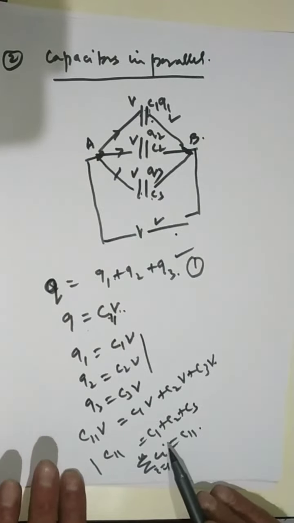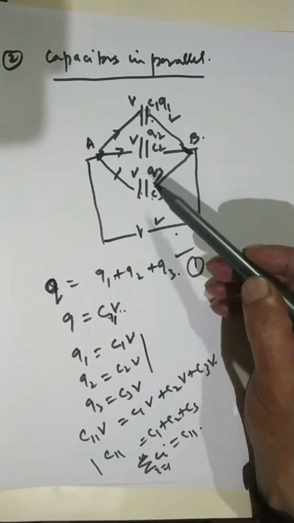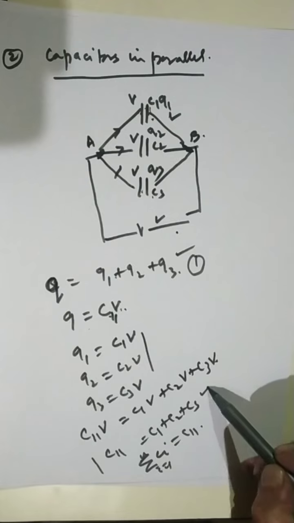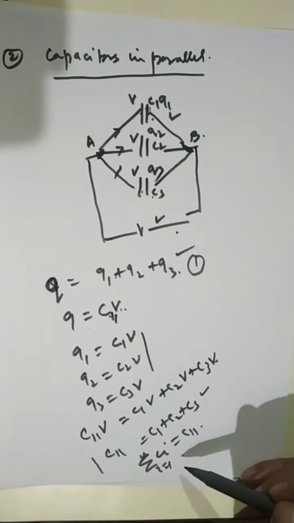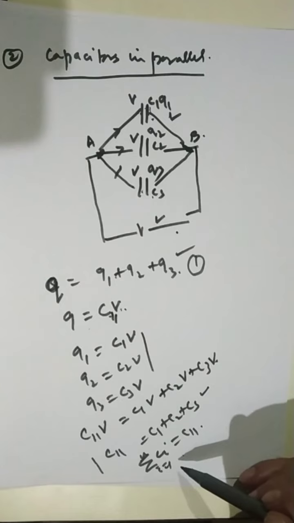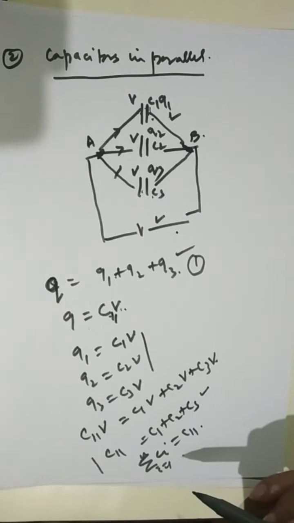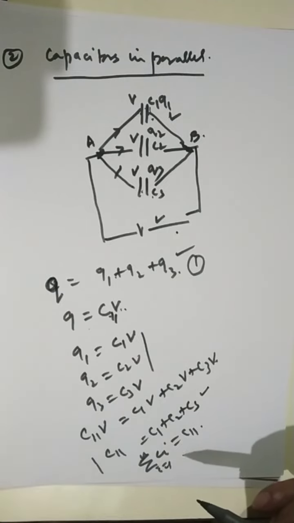So what happens in a parallel combination is that all the capacitances get added. So the total equivalent capacitance is equal to the sum of all the capacitors. So capacitance in parallel gets increased. So when we want to increase the capacity, we arrange the capacitors in parallel. Okay.